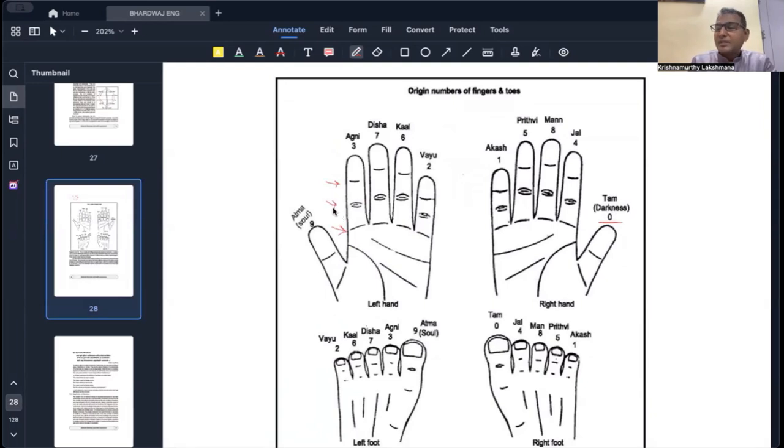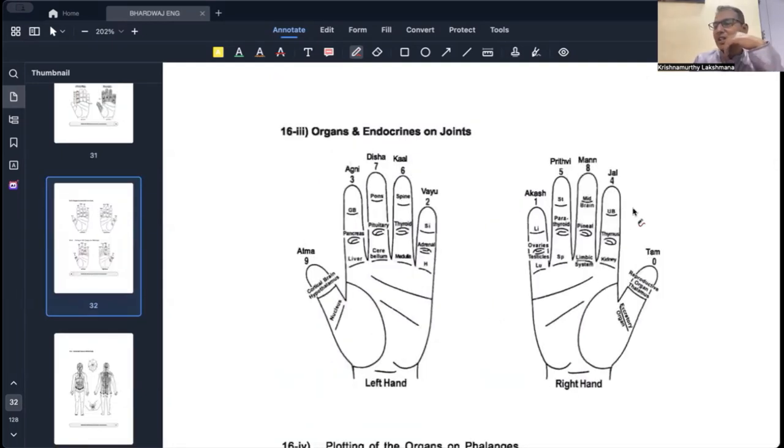So now we have 3 joints. We call this the Vat joint, which is on the top. Vat is air, and air will be at a higher height compared to Kaph, right? So Vat is the top one.